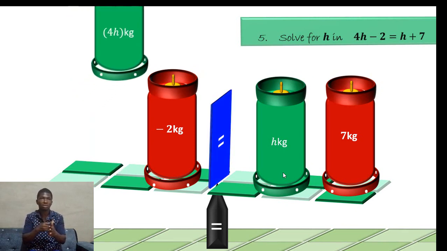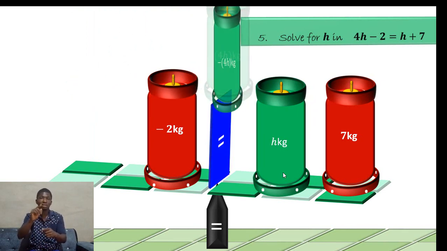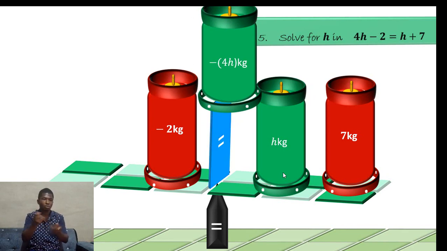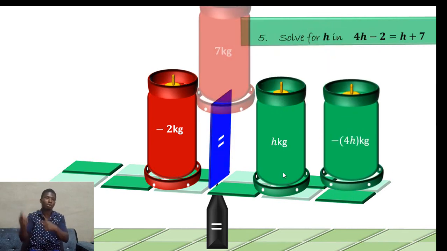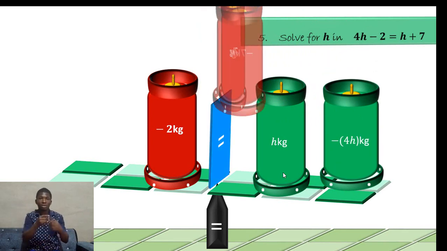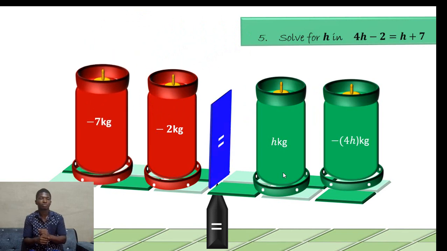4h is coming here to meet h, and when it comes like that, it changes its sign to minus 4h. So coming down, 7 comes up, also changing the sign. So when it changes the sign, it comes down here. So the ones with h are on this side, the ones without h are on this side. It depends on how you want to do your movements.